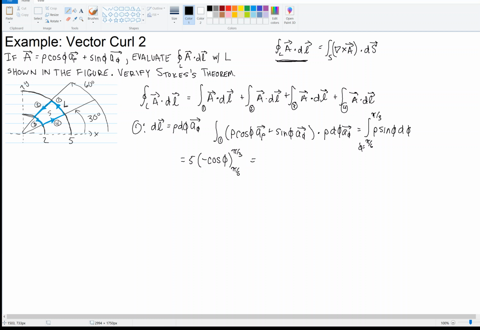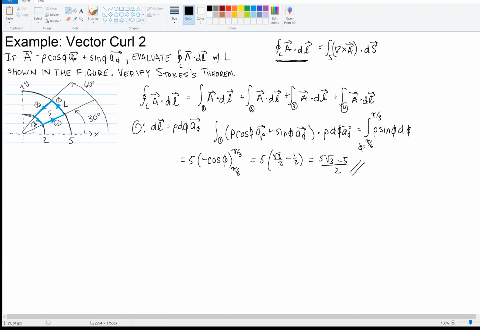So what do we do when we plug that in? We get 5 times, and because of the negative sign, I'm going to plug in the lower bound first. So this is the cosine of pi over 6, which is square root of 3 over 2, minus the cosine of pi over 3, which is 1/2. So for this segment, I've got 5 square root of 3 over 2 minus 5 over 2.